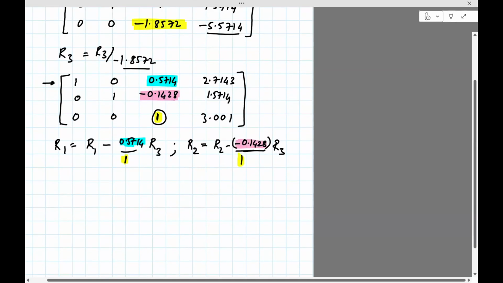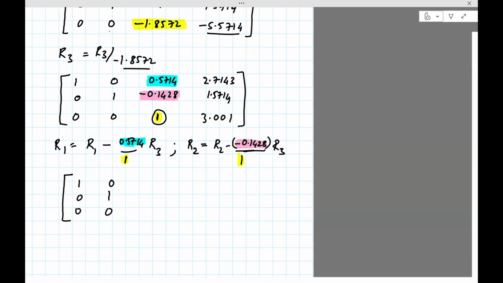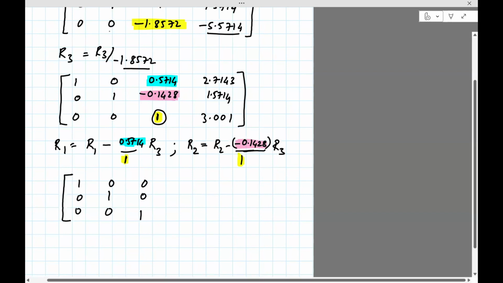Okay, so I just put down the answer. It comes out to be 1 0 0, 0 1 0. The first two columns remain unaffected. I get 0 0 1 because of these operations. And then I have 1.0001, 1.998, 0.001.